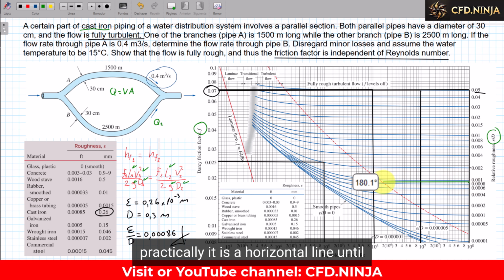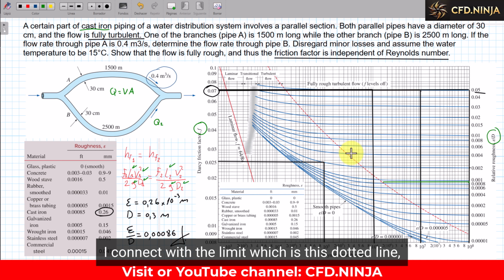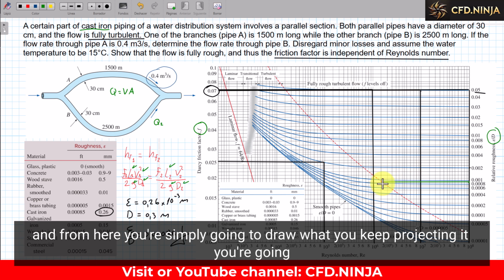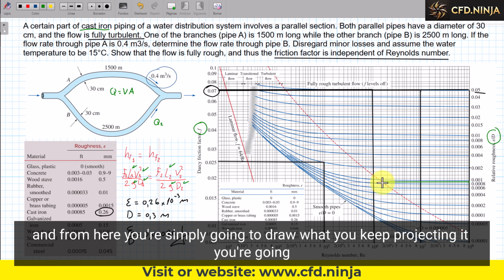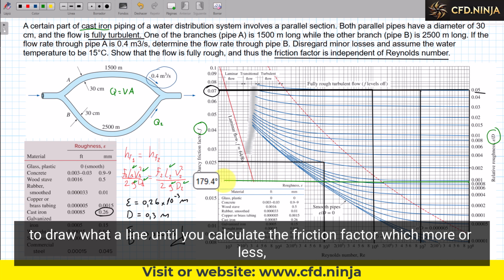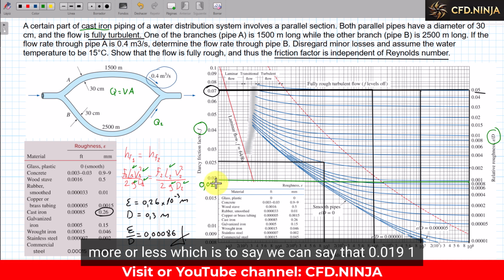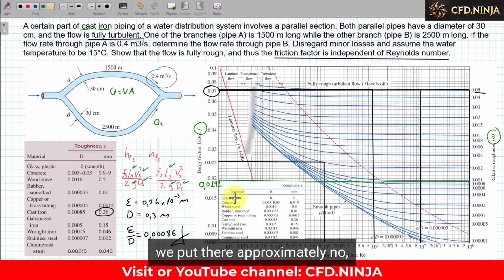Practically, it is a horizontal line until I connect with the limit, which is this dotted line. I'm not interested in the Reynolds number, because it is independent, and from here you're simply going to keep projecting it, drawing a line until you find the friction factor, which, more or less, we can say is 0.0191. We put that there approximately.